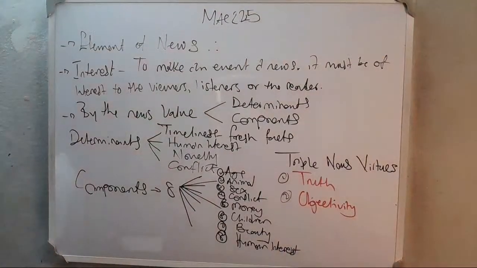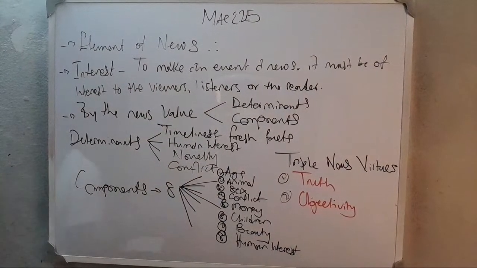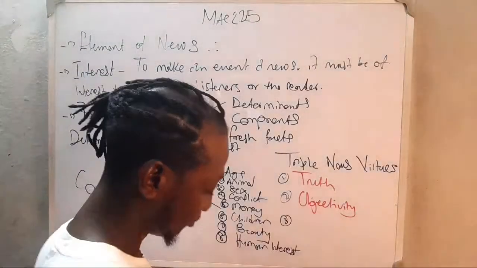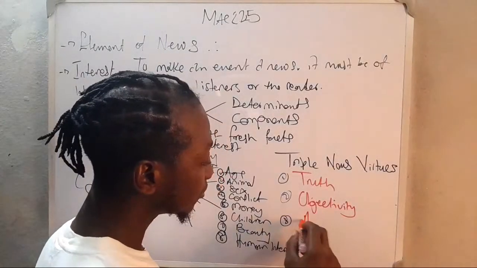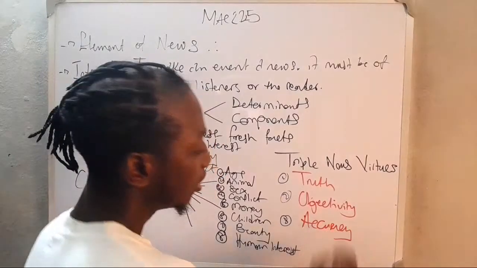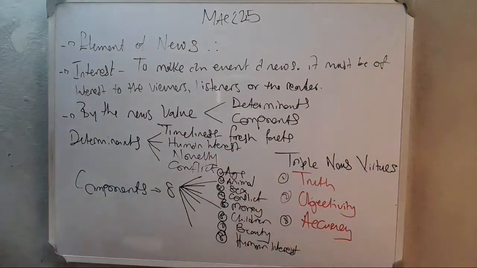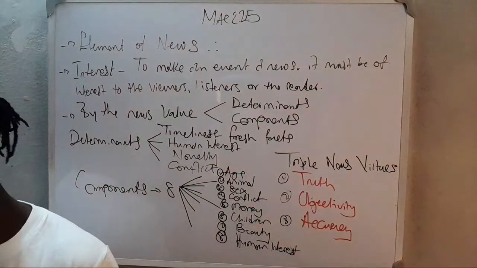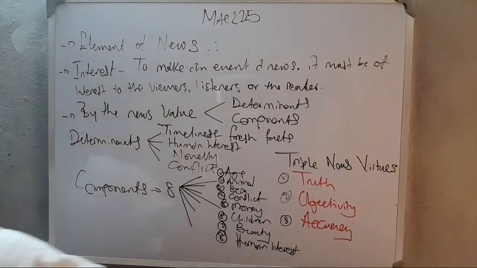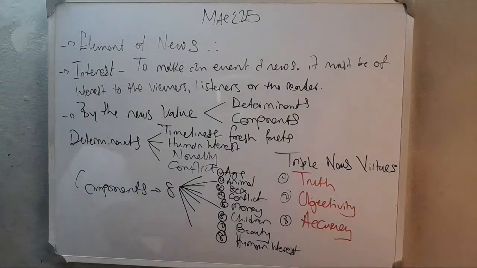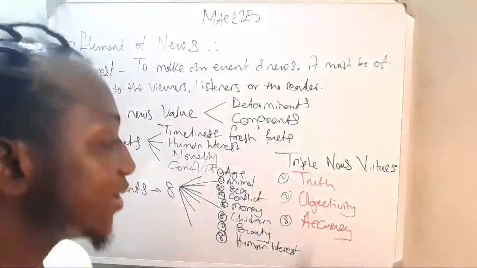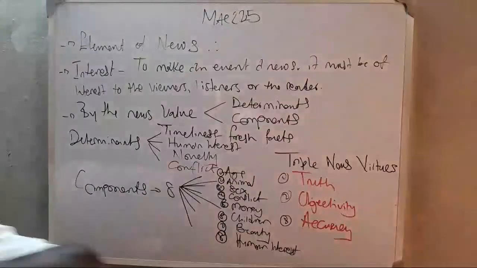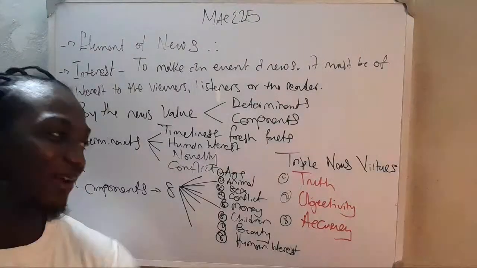Okay, objectivity. We have the last one, which is accuracy. Now, just like it says here, the triple news virtues. The first one is truth. All news stories must represent factual events. All right, facts, and the facts must be verified, not just any kind. How can you even call something a fact if it's not even verified?